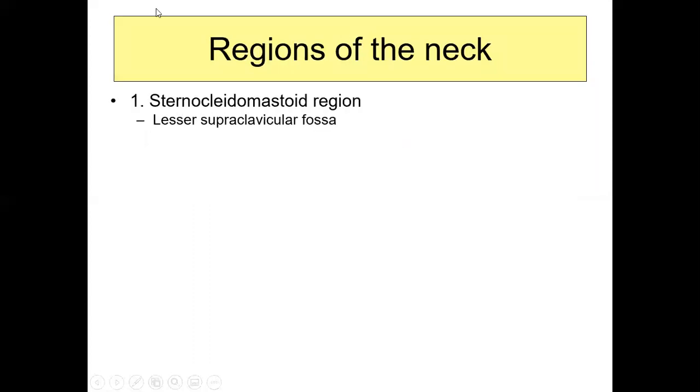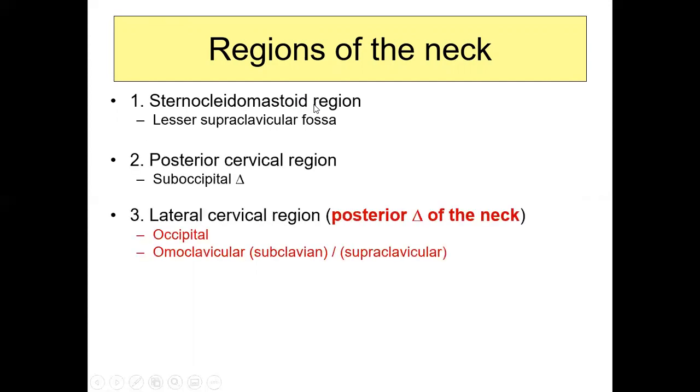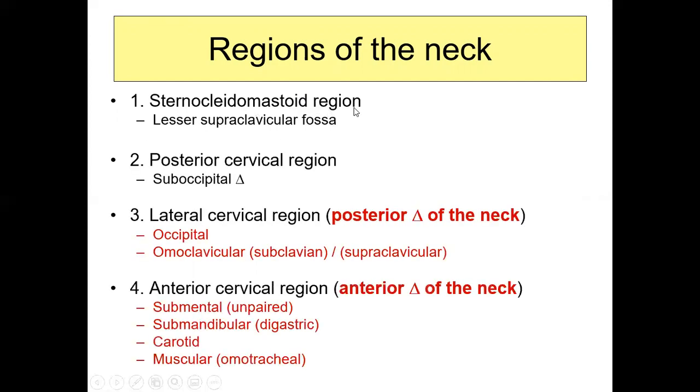Now we're going to proceed to discuss the regions of the neck. These are the regions present in the neck. We have the sternocleidomastoid region, and in it we have the lesser supraclavicular fossa. Then we also have the posterior cervical region, where we have the suboccipital triangle. And then we have the lateral cervical region, which is also known as the posterior triangle of the neck.